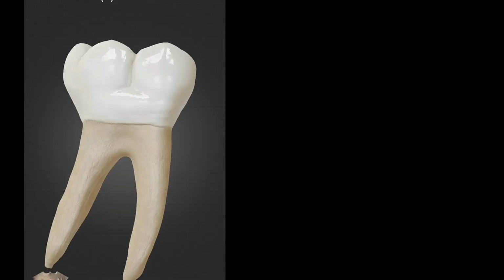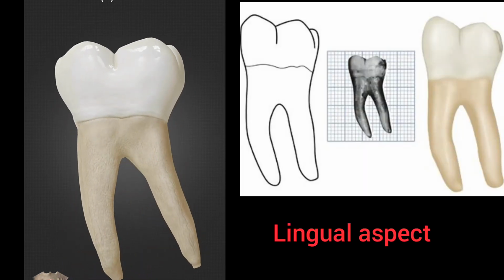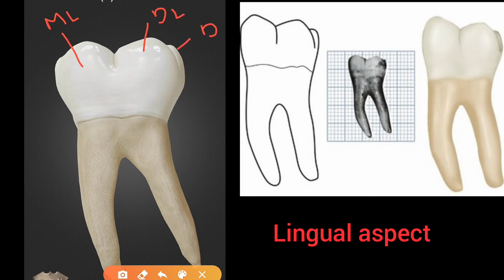Now let's see the lingual aspect of the crown. This is the lingual aspect of the crown as it lies toward the tongue. The crown is roughly trapezoid in shape and three cusps are visible. This is the mesiolingual cusp, and this is the distolingual cusp, and a small portion of the distal cusp. The mesiolingual cusp is the widest and it has the highest cusp tip.